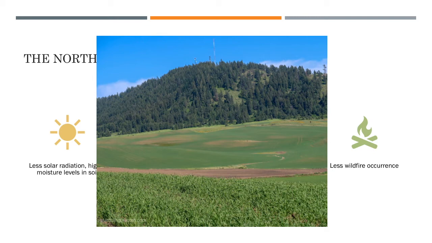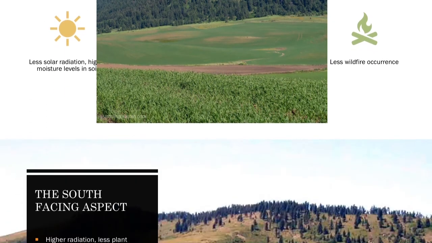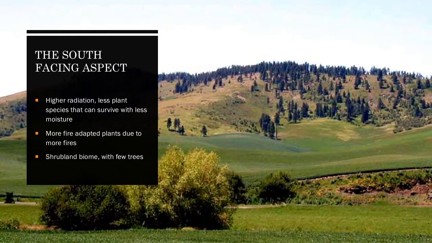Since there is higher moisture on the north-facing aspect, the rate of naturally occurring wildfires is much lower than that of the south-facing aspect, leading to less fire-adapted plants. The south-facing aspect of Kamiak Butte gets higher radiation. This affects the plant species that can effectively survive there.